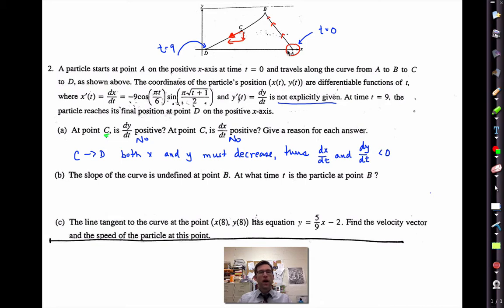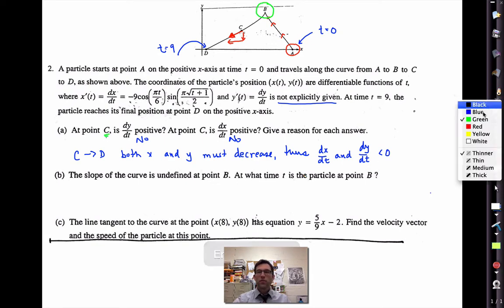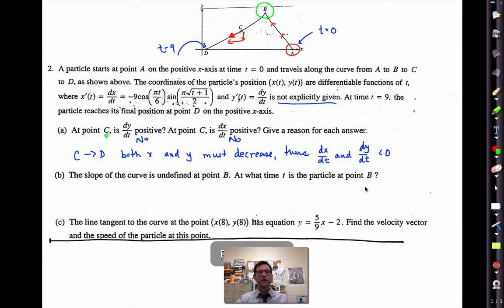The slope of the curve is undefined at point B. That's about the biggest duh ever, right? That big sharp corner at point B has an undefined slope. At what time t is the particle at point B? So when does it reach point B?